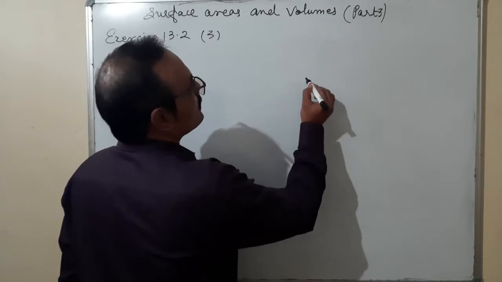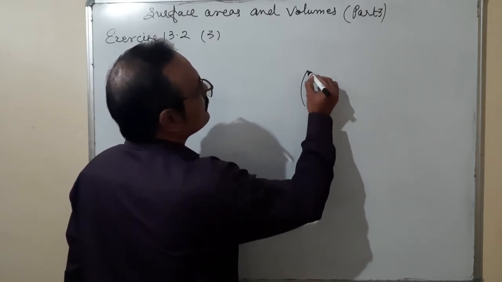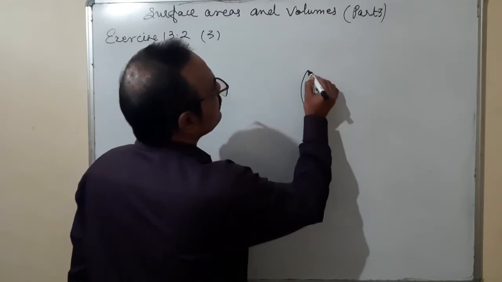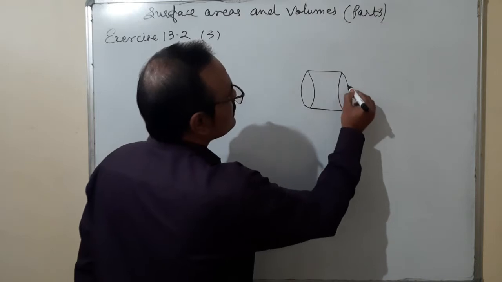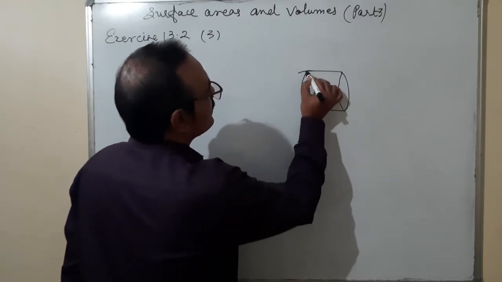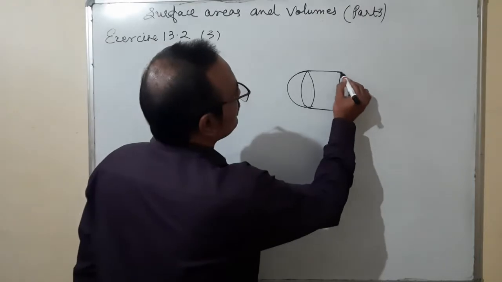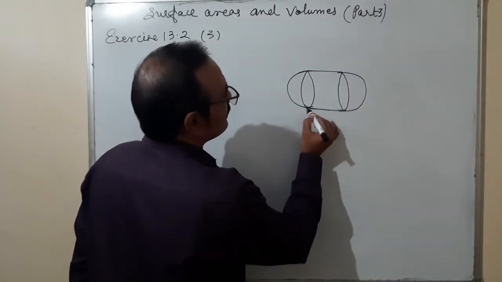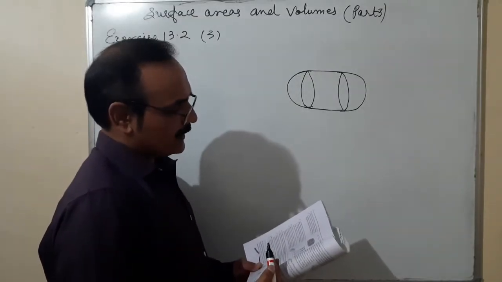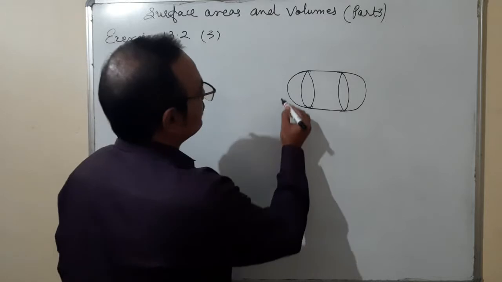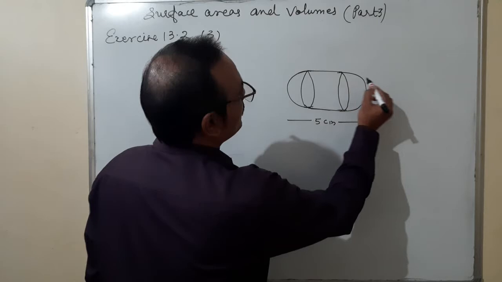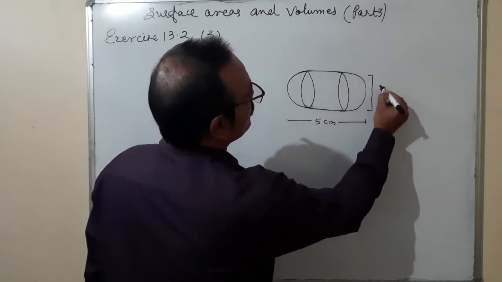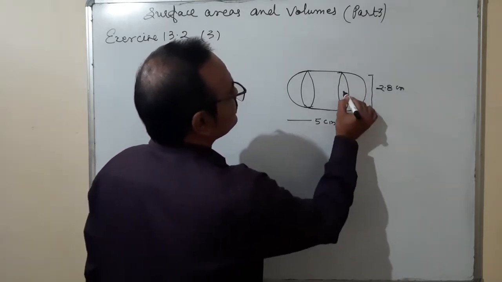So I am making one gulab jamun, like this cylinder having both hemispherical ends. Okay, this is the shape of the gulab jamun. It is given that the length is 5 cm and the diameter is 2.8 cm.